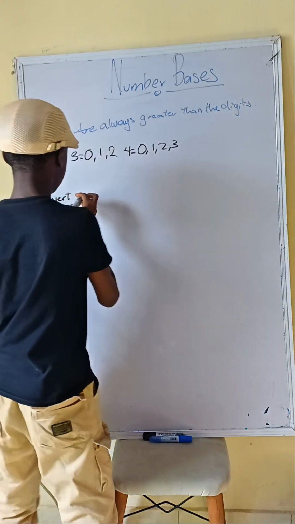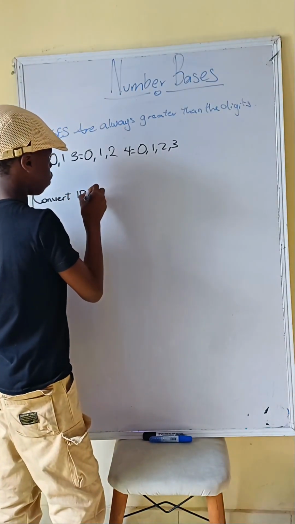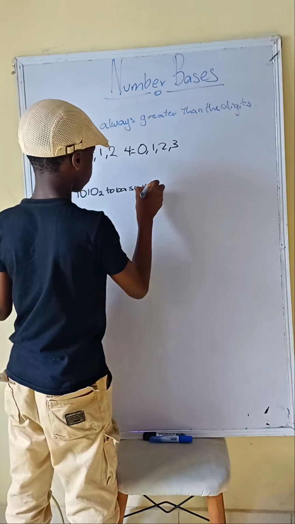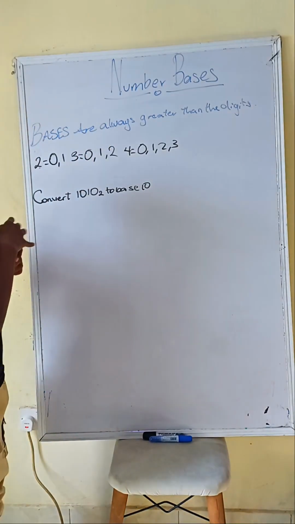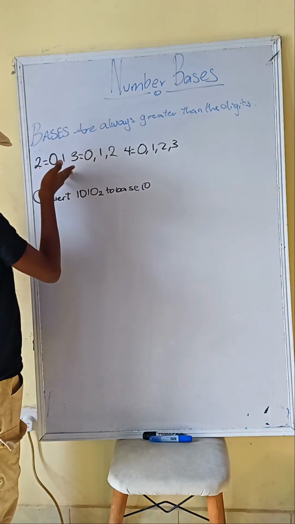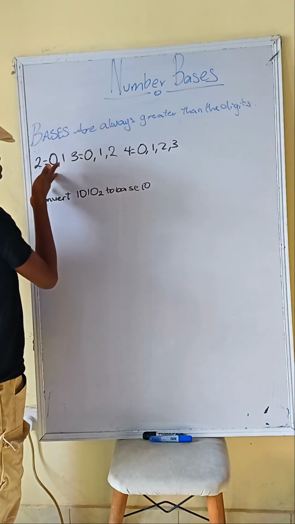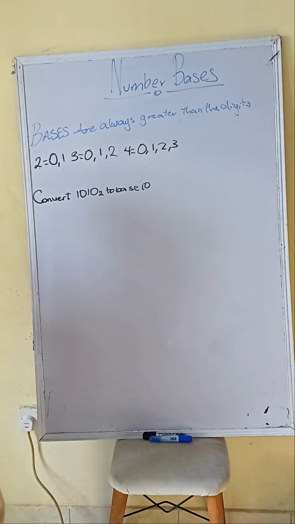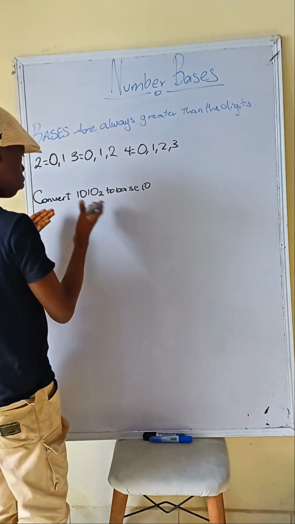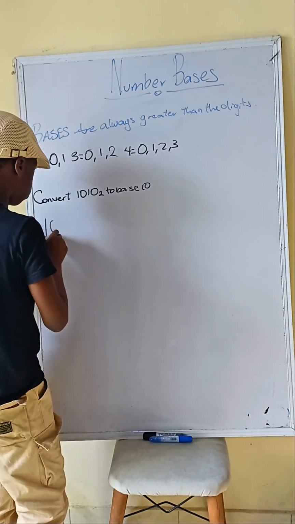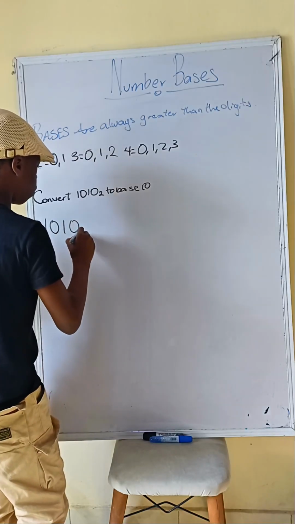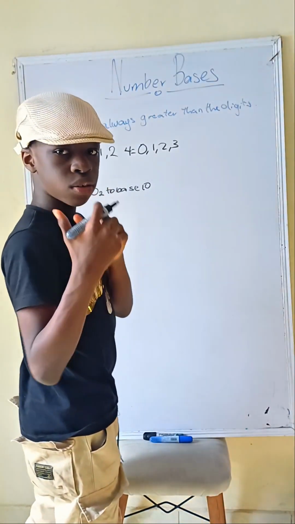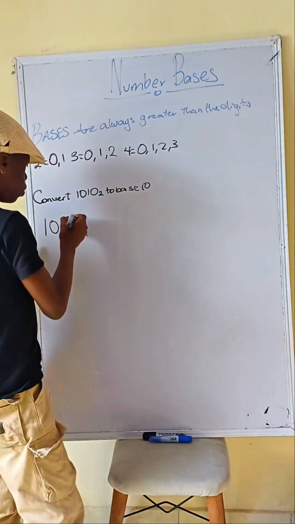Convert 1010 base 2 to base 10. So I follow the same pattern that we use here. Base 2 is only consisting of 0 and 1. So let's convert it to base 10. So what do we do here? First of all, we bring the 1010 base 2 out. And then after that, we count the numbers backwards.